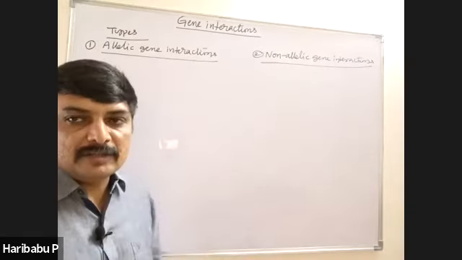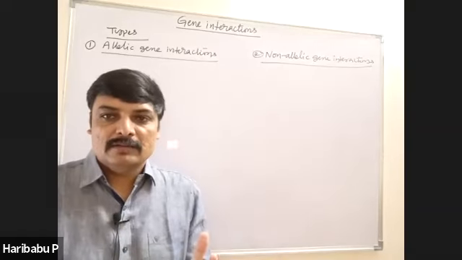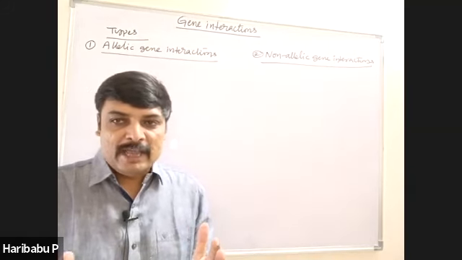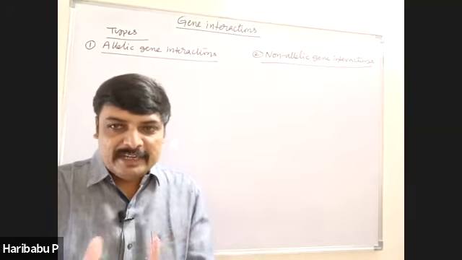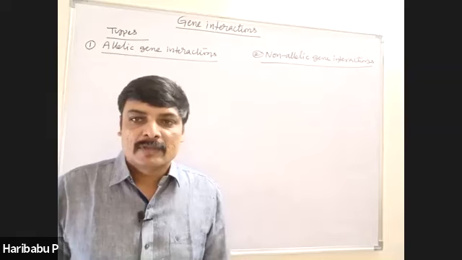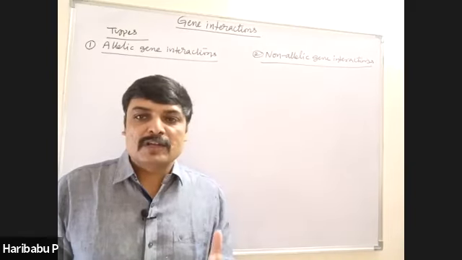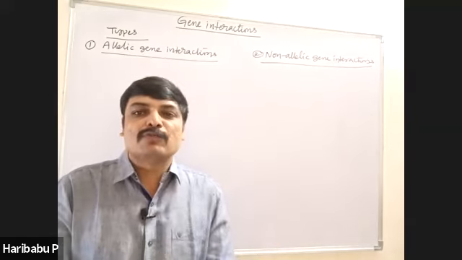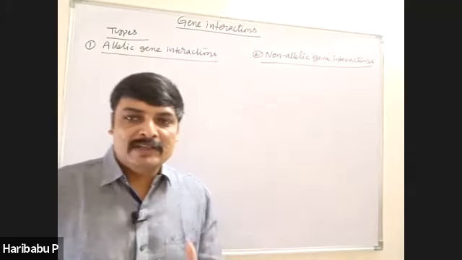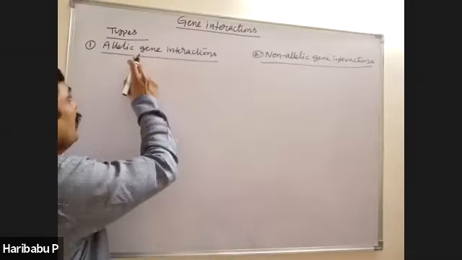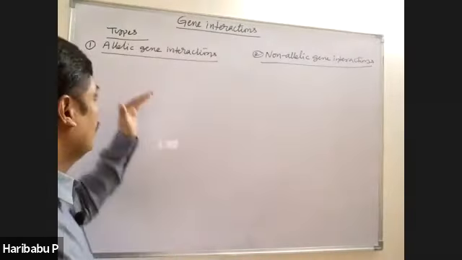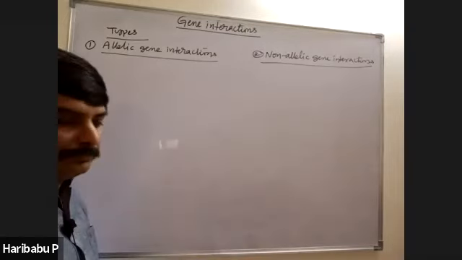What is a gene interaction? It is a phenomenon in which two or more genes affect each other in various ways to express a single character. Some characters in organisms are produced due to interaction of two or more genes. All these interactions are divided into basically two types: allelic gene interactions and non-allelic gene interactions. Then what are allelic gene interactions?